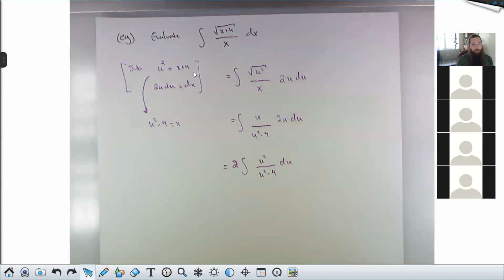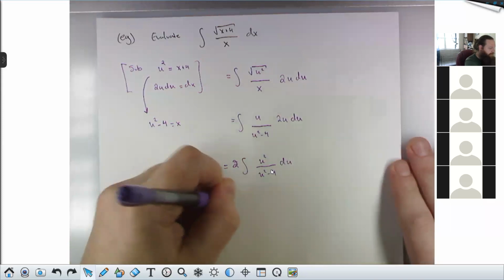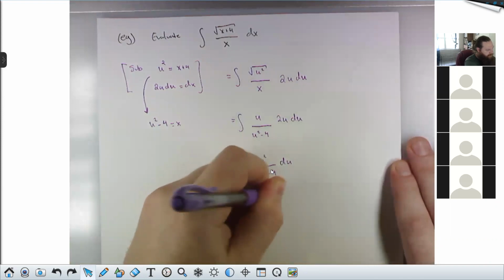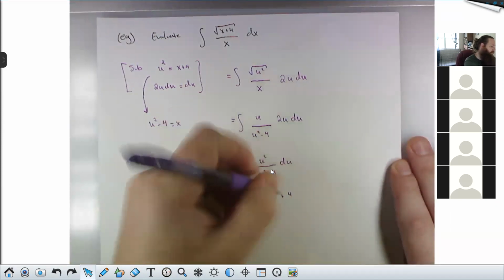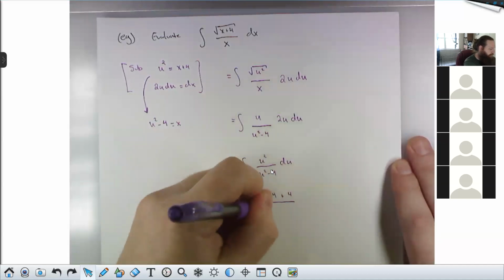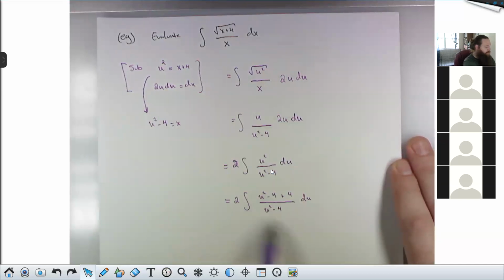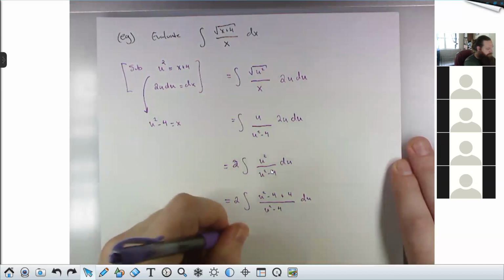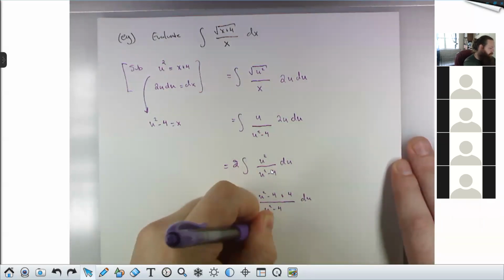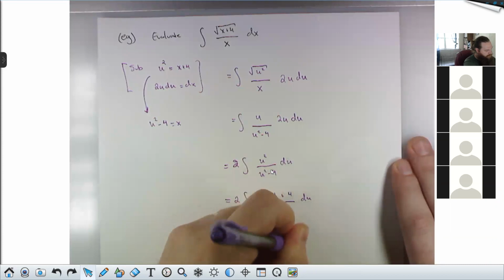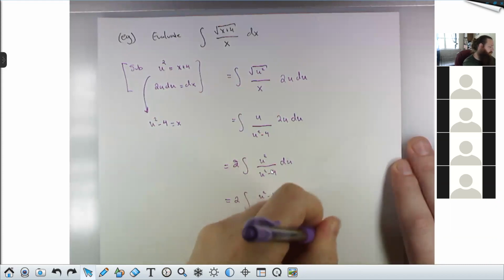It's not a proper rational function. You would have to divide this top by this bottom in order to get this as a proper rational function. I can show you a fast way to do long division sometimes. This is a fun trick we call the add and subtract trick. I'll write the top as u squared minus 4 plus 4. So I've added 0 to the top. But I'm doing it in this way because now I can group some terms. I split this up as u squared minus 4 over u squared minus 4 plus 4 over u squared minus 4 du.